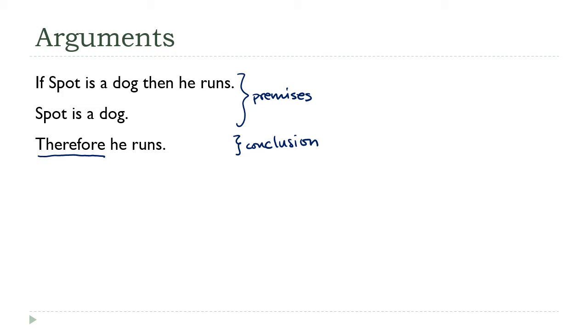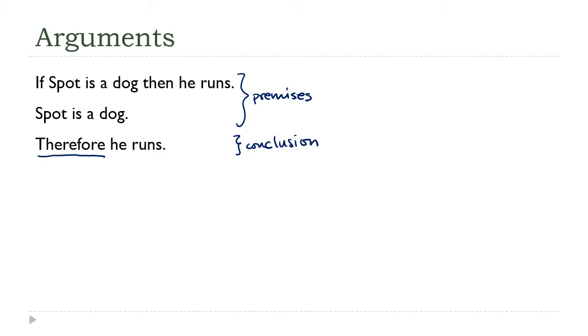Now, in this case, the first statement tells us that if Spot is a dog, then we can be certain that he goes out and runs. The second statement confirms that Spot is, in fact, a dog, so it must follow that therefore he does, in fact, go out and run. Okay, so this is a valid argument, right? And it's a relatively straightforward example that we can think through on our own.